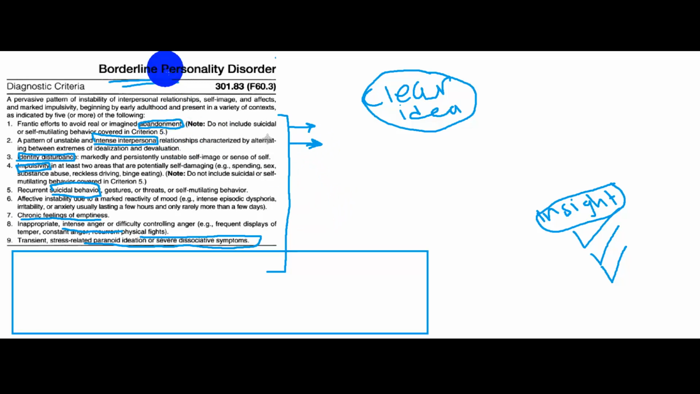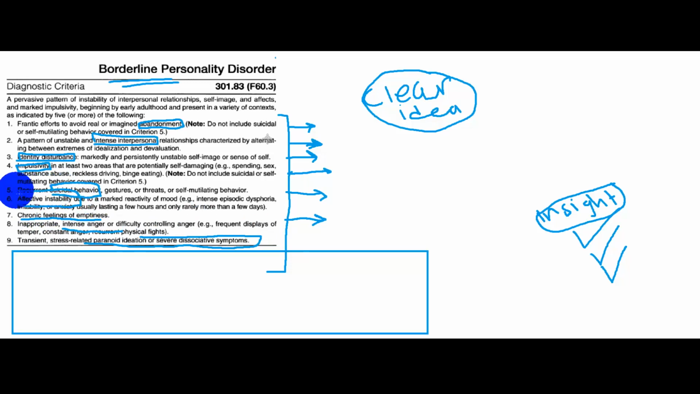It's not just specific to this condition. Identity disturbance, again, you see this in other psychiatric conditions as well. Impulsivity. Well, there are lots of other conditions as well in which you have impulsivity, so this is also not specific for the condition. Suicidal behavior, very high in depression. Chronic feelings of emptiness, also depression. Bipolar, suicidal behavior too. Intense temper, and inappropriate anger, and affective instability.